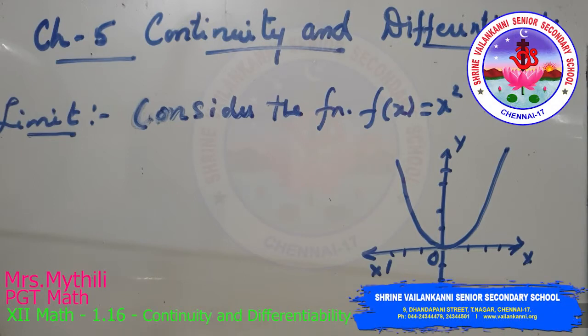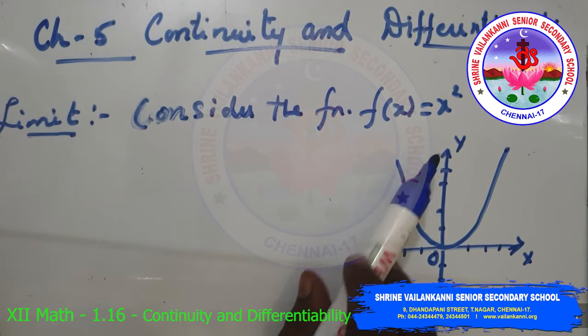Hello children, we are going to see about continuity. Before that, we will see what is the limit, left hand limit, right hand limit, which we learnt in class 11. So limit: consider the function f of x equal to x square.